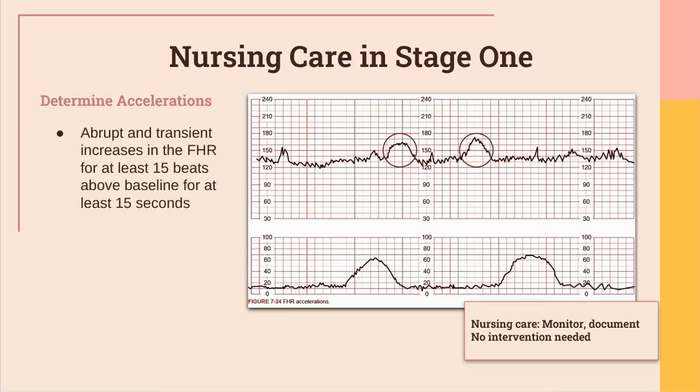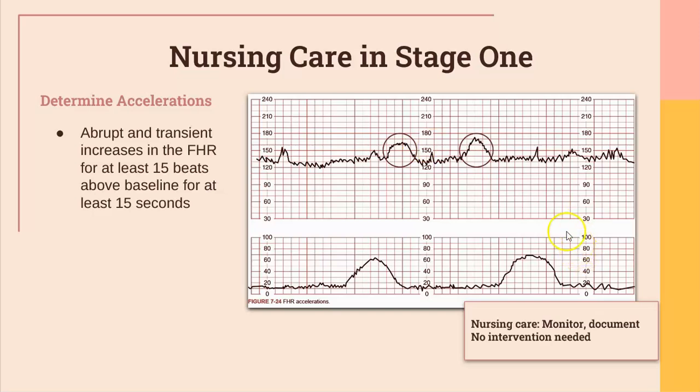So after you've determined your baseline and after you've determined your variability, the next thing you want to do is determine if there's accelerations. Accelerations are abrupt and transient increases in the fetal heart rate for at least 15 beats above the baseline for at least 15 seconds. So if we say our baseline is 135, abrupt and transient increases in the fetal heart rate are called accelerations. If they are at least 15 beats above the baseline for at least 15 seconds, that's what we call an acceleration. There's no intervention needed.